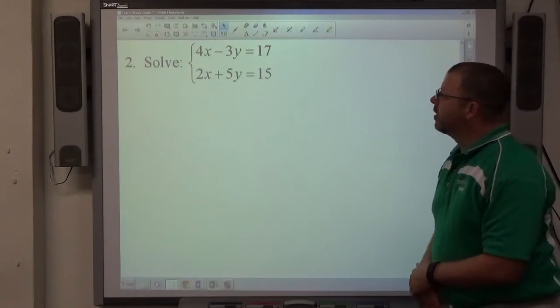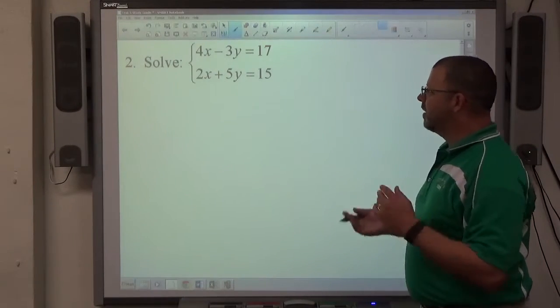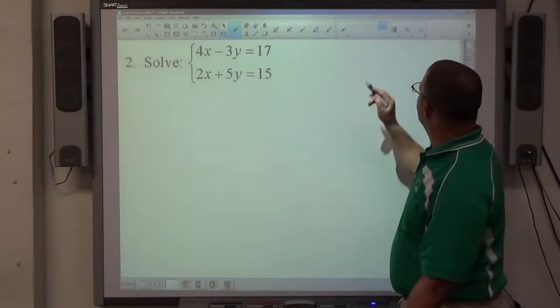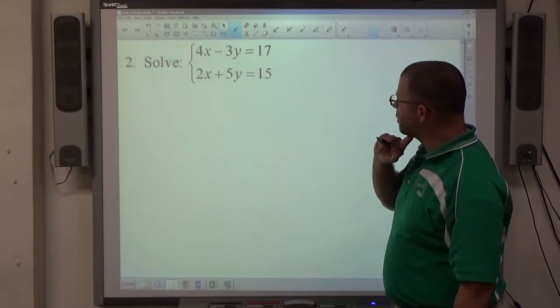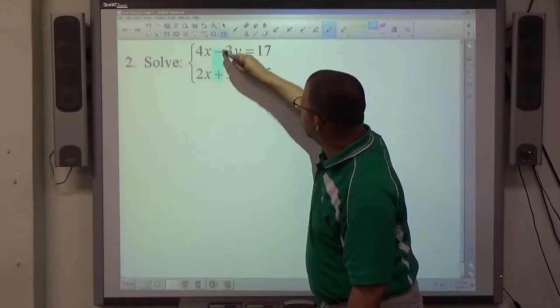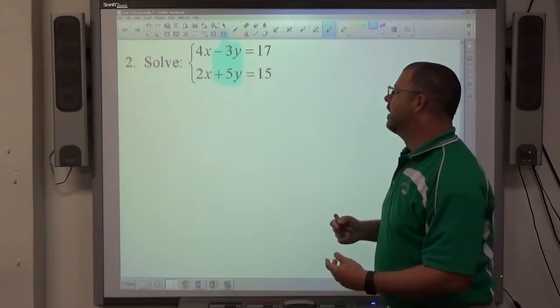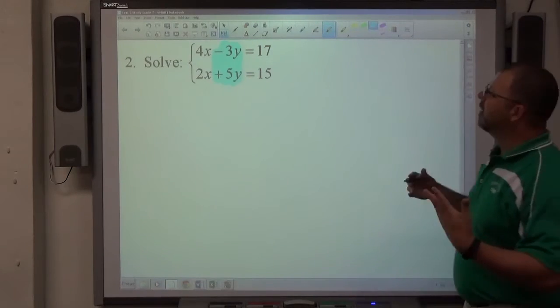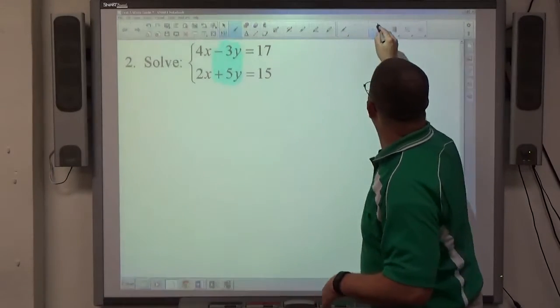Example 2, solve a linear system of equations. I think the preferred method for everybody is the elimination method. It's set up best for elimination, so I'll go ahead and do it that way. For me personally, I like to get rid of the ones with opposite signs already, even though 3 and 5 are bigger than 4 and 2. Just the fact that they have opposite signs means I don't have to multiply by any negatives, so there's no sign changing going on. It makes it a little bit easier in my opinion.